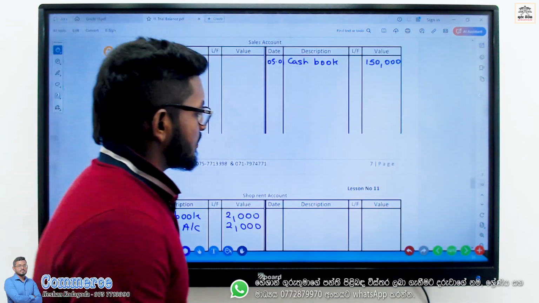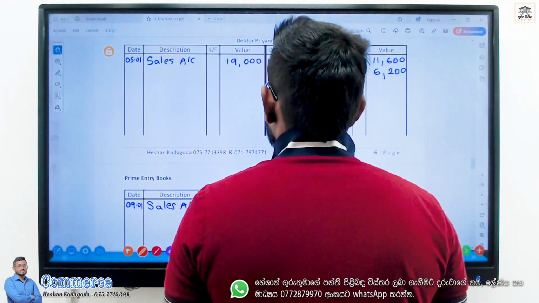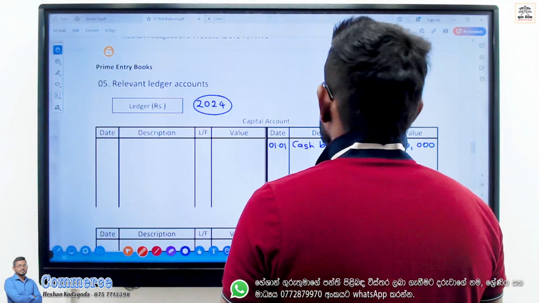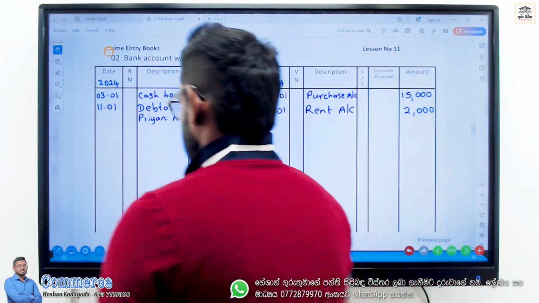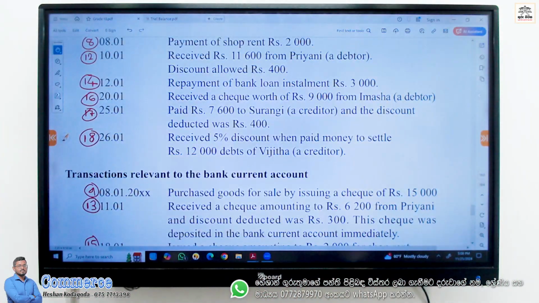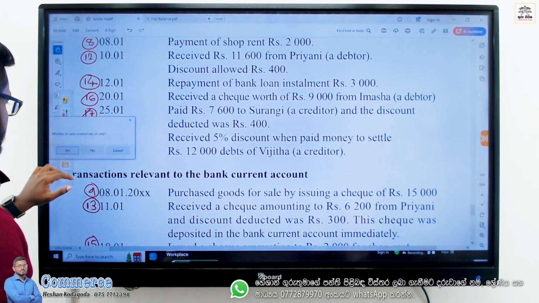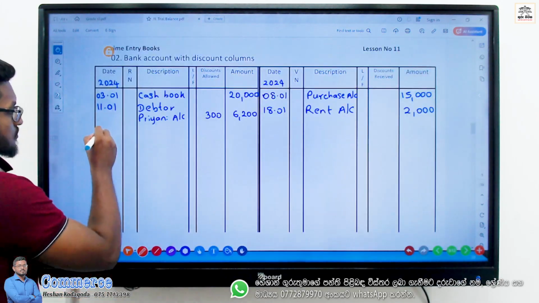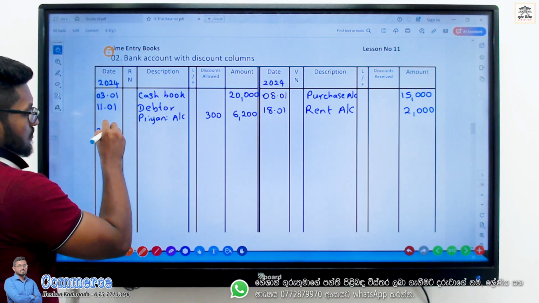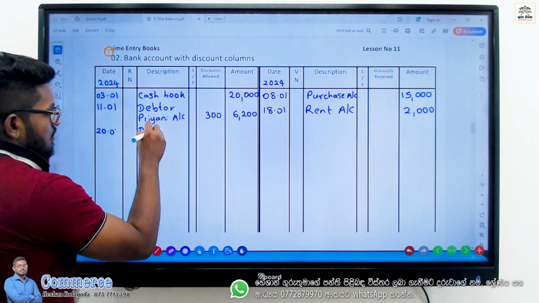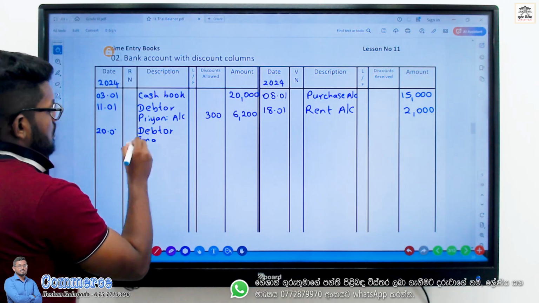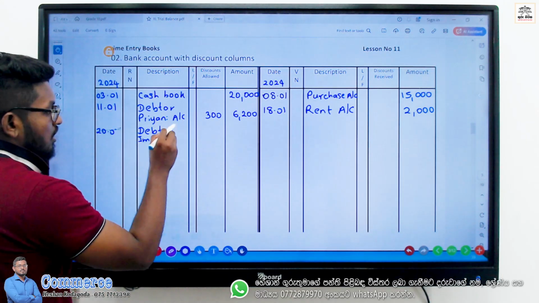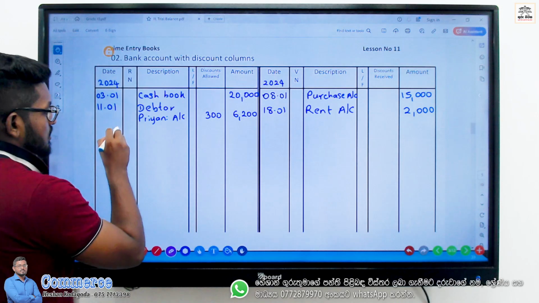Go to the cash book debit side. So 20th of January. Debtor Imasha. Sorry, where does it come under? Cash book.